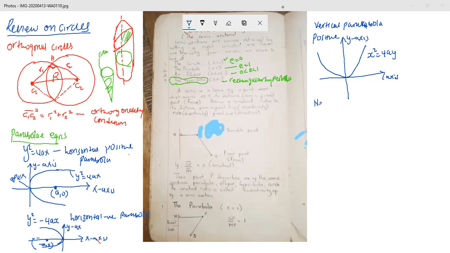Then the negative one takes this shape. The negative parabola looks like this. Of course, this one has a focus at 0, a. Those of us who cram, now you're good. This is 0, negative a. This is the x-axis, this is the y-axis. This is a negative vertical parabola.